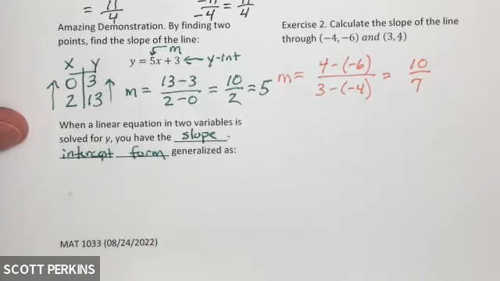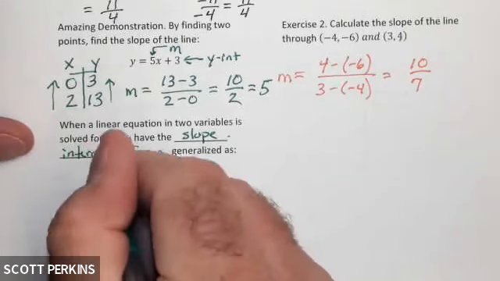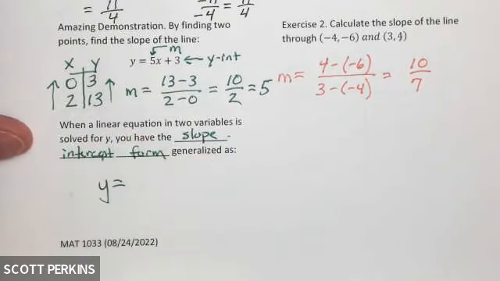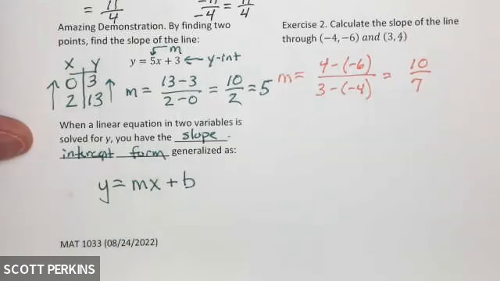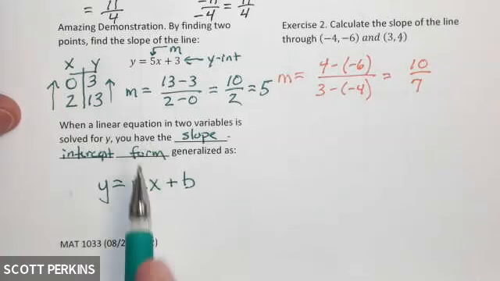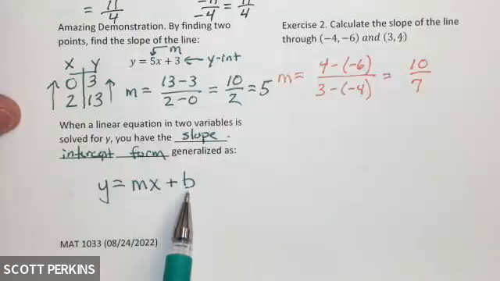We can generalize the slope-intercept form like this. It's y equals, that's the key. It has to be solved for y. Y equals m times x plus b. B is just the letter math people use for the y-intercept. The m, the slope, is always in front of the x. The y-intercept is always the number added on.